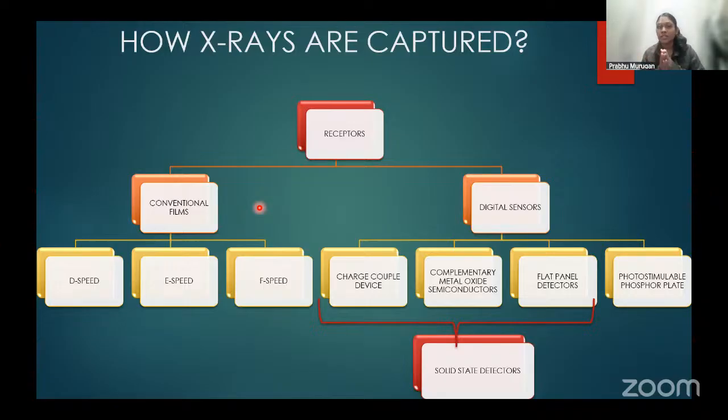Moving on to the digital sensors. We have two main types, direct imaging and indirect imaging. Direct imaging involves solid state detectors. Under that you have the charge coupled device, the complementary metal oxide semiconductor, and the flat panel detectors. The indirect one involves the PSP, that is the photostimulable phosphor plates. I will be explaining each one in detail in the forthcoming slides, okay?